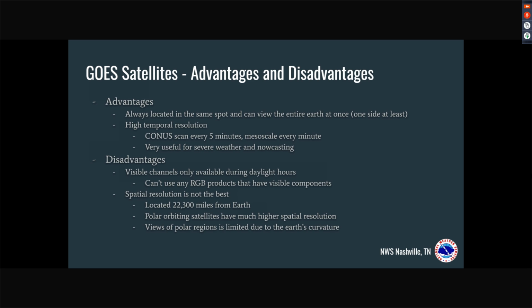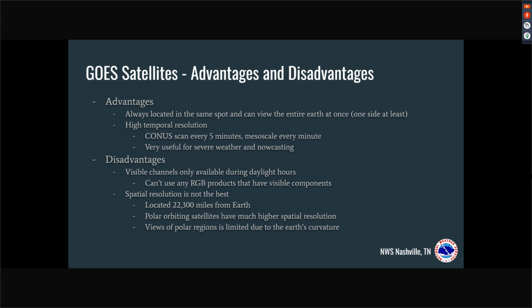So like I mentioned earlier, we get a scan every 5 minutes, and then the mesoscale, we get a scan every minute. And it can be very useful for severe weather and nowcasting. Some of the limitations to the GOES satellites is that our visible channels, obviously, we can only use during the daytime. So while they're great to be able to use during the daytime, we can't use them during the nighttime. So some of our RGB products that are really good, we're unfortunately not able to use once the sun goes down. Also, since it's located over 22,000 miles from Earth, the spatial resolution is not exactly the best.